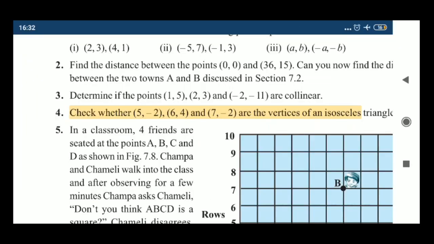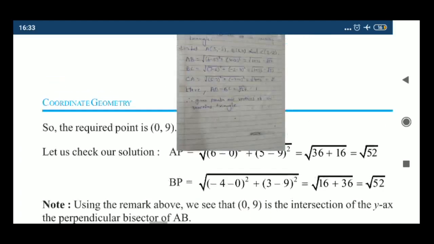After the third question, we will start the fourth question. In this question, check whether the given points are the vertices of an isosceles triangle. And we know that a triangle is said to be isosceles if two of its sides are equal. Then we will say the triangle is an isosceles triangle. And now you can see the solution of this question.